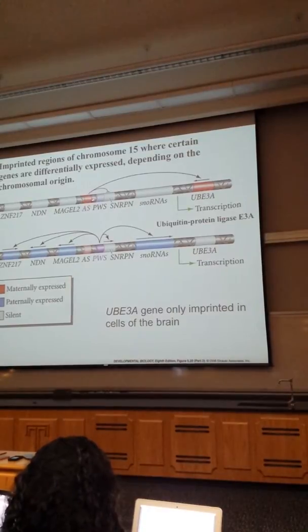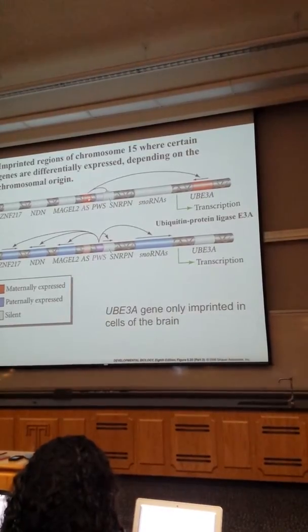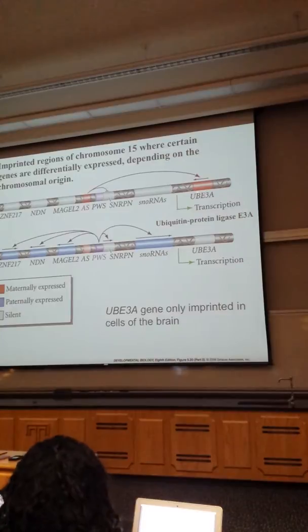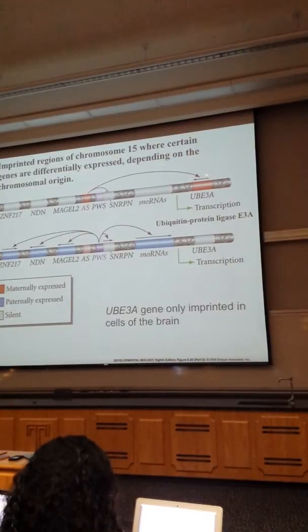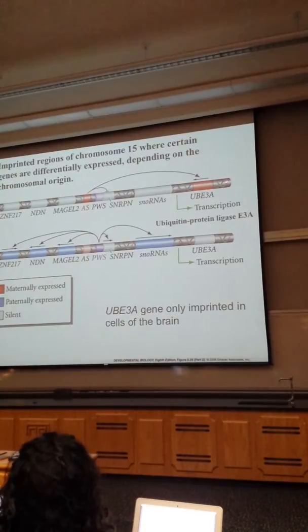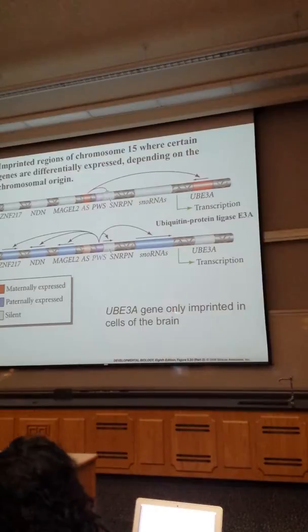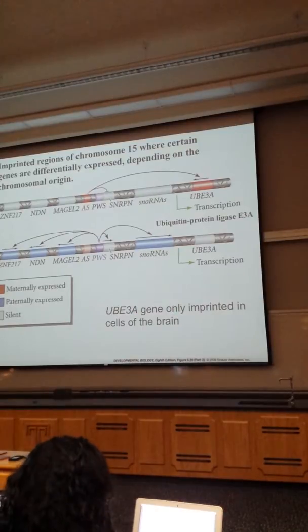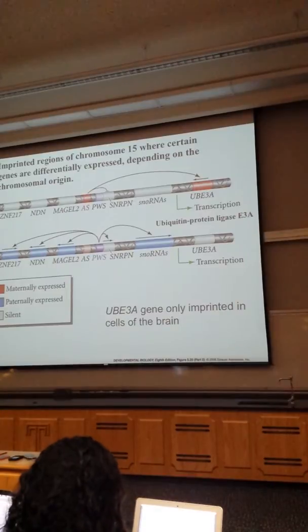So the Angelman syndrome enhancer that activates expression of the ubiquitin protein ligase gene from the maternally derived chromosome 15, this only is happening in cells of the brain. That's why you have, like I said, profound mental retardation as a result. Okay.